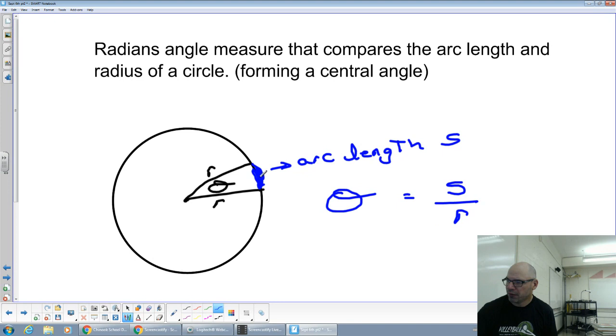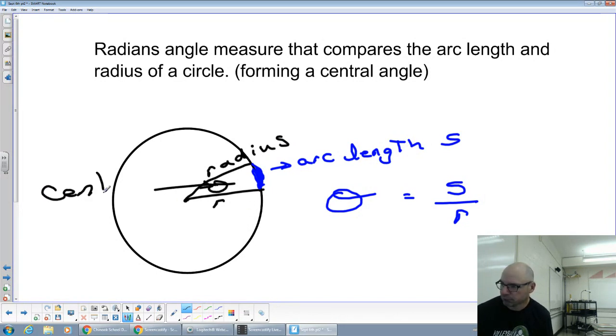If the radius is 1 and the arc length is 1, then you'd have a radian of 1. 1 divided by 1 is equal to 1. This is the relationship of it. This is our arc length, this is our radius. I guess we should put that in there, to make sure we're not assuming people remember things. And this is our central angle. That central angle has to be in radians for this to work.